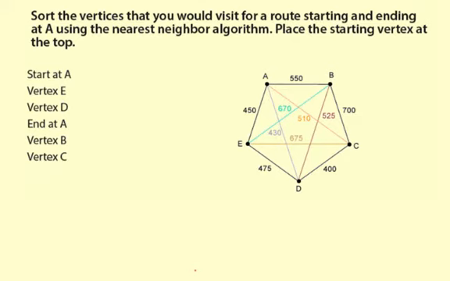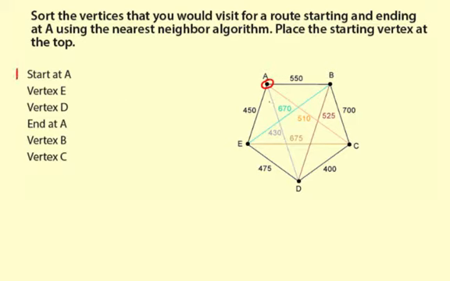Sort the vertices that you would visit for a route starting and ending at A using the nearest neighbor algorithm. Place the starting vertex at the top. Okay, well I can't actually drag these like you can on your computer, so I'm going to go ahead and number them. So start at A. I'm just going to circle that because that's where we're starting. And I'll number that with a 1.